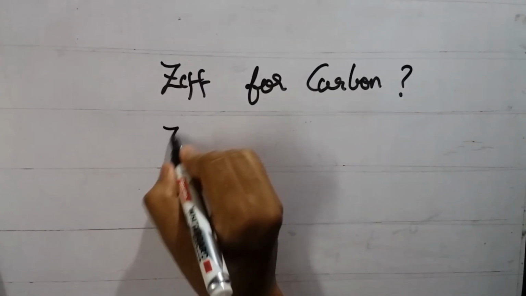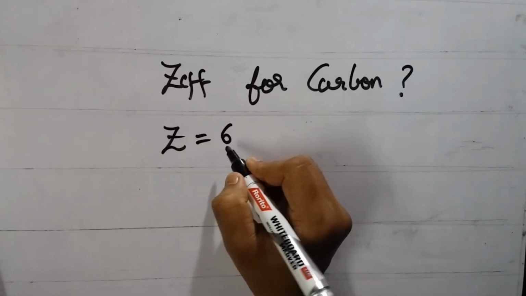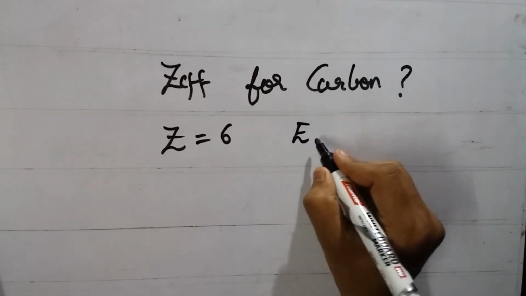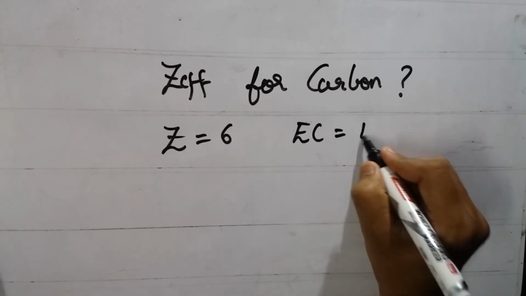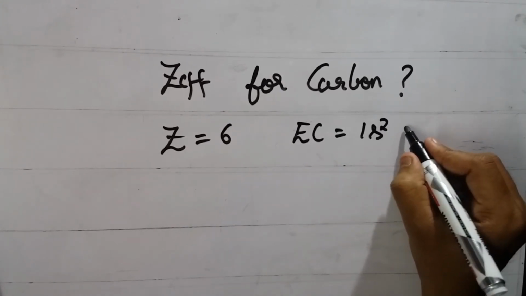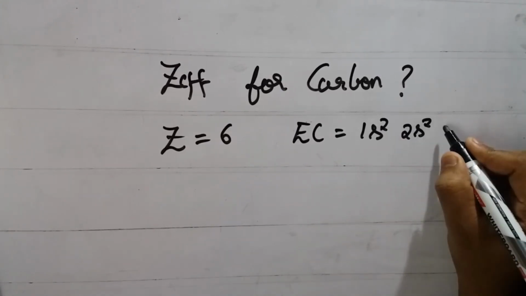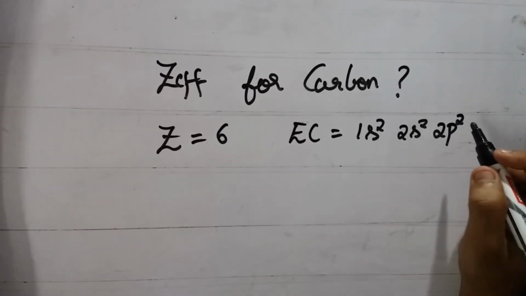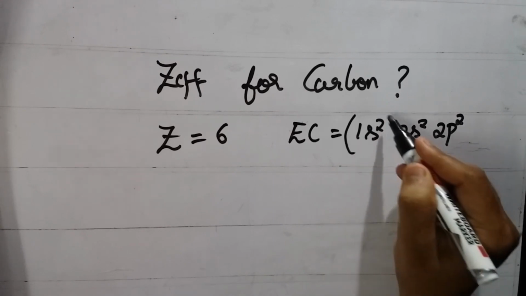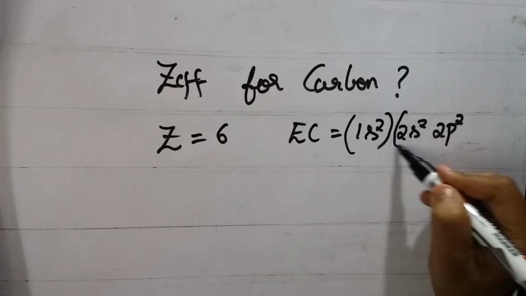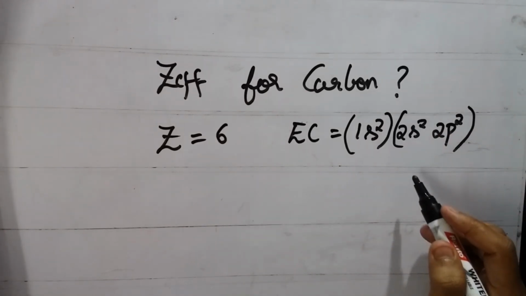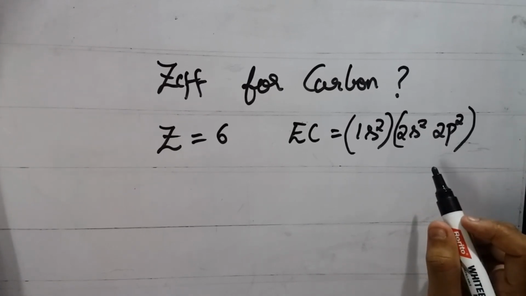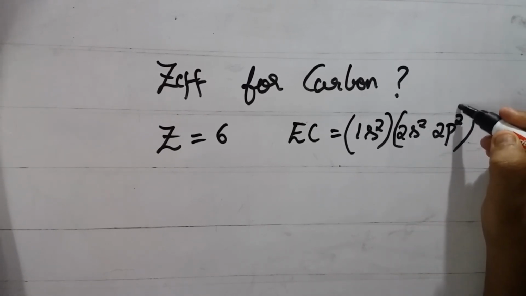We know that the atomic number of carbon is 6 and the electron configuration is 1s2, 2s2 and 2p2. The first and foremost thing that we have to do is group the orbitals, that is, 1s is separated out, and 2s2 and 2p2 are separated out. Now we have to calculate the effective nuclear charge experienced by the valence electron.